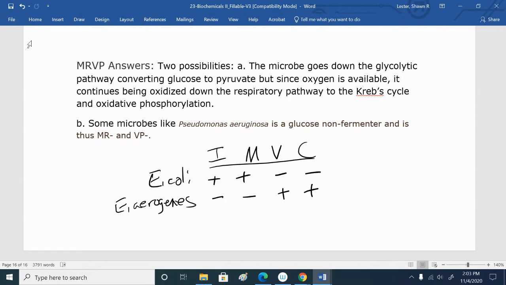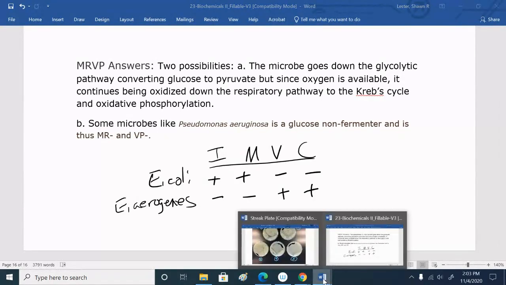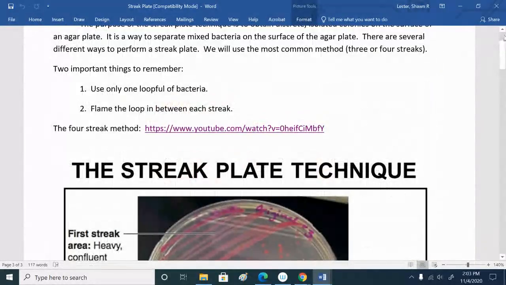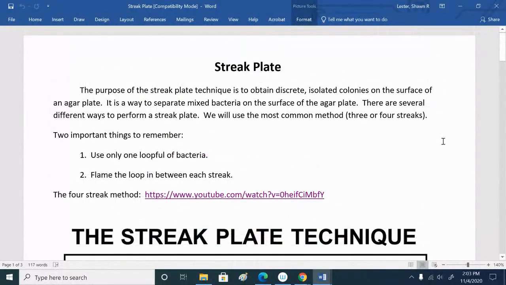Okay, now we're going to talk about streak plate. So there's a handout for the streak plate. We have talked about streak plate in lecture. It's a very important technique. So important, normally we would grade you on making a streak plate. So you would actually have to make one, and it would have to be good. Obviously, we're not doing that right now. So you'll just watch a video to see the technique and learn what is a good plate and a bad plate.